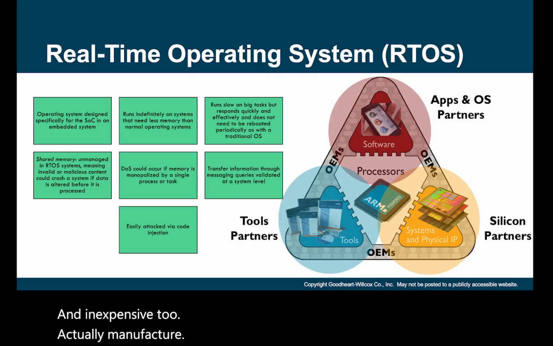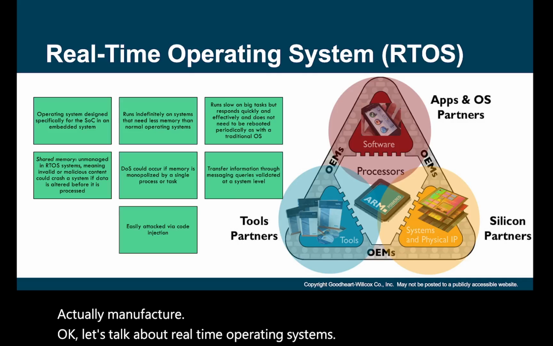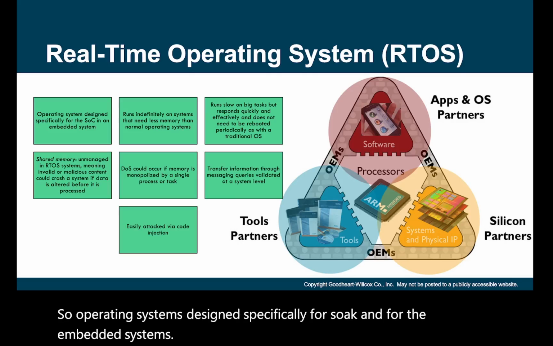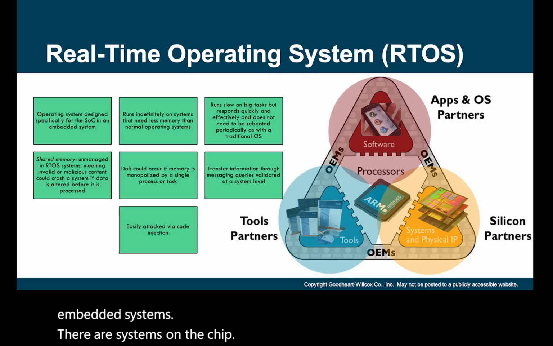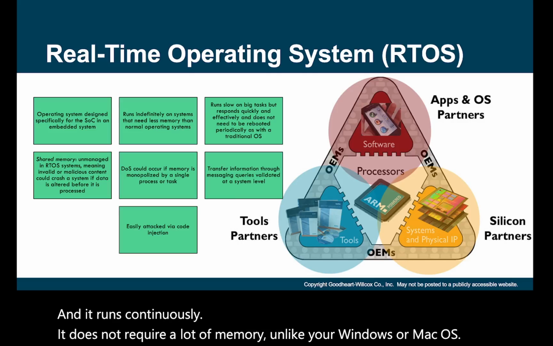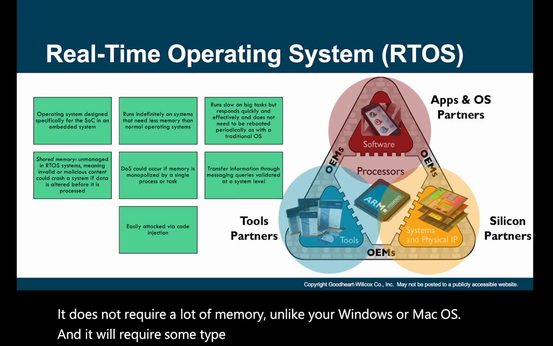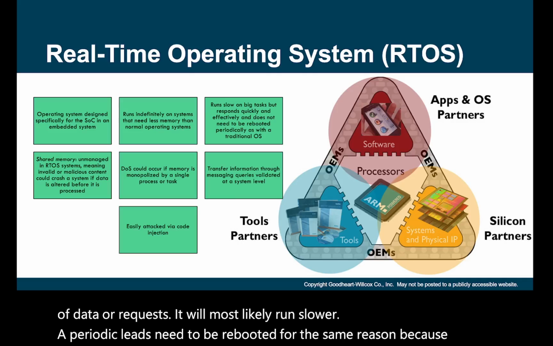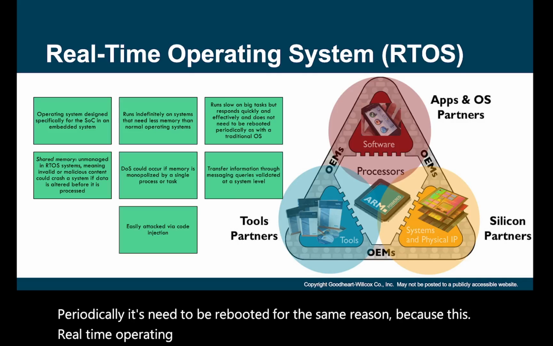Okay, let's talk about real-time operating systems. These are operating systems designed specifically for SoCs and embedded systems, the systems on a chip. It runs continuously. It does not require a lot of memory, unlike your Windows or Mac OS. And if it has to handle some big task and process a larger number of data or requests, it will most likely run slower. Periodically, it needs to be rebooted for the same reason, because the real-time operating system gets clogged with data while it operates.